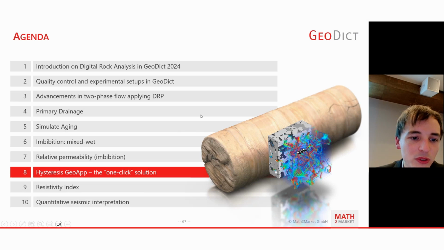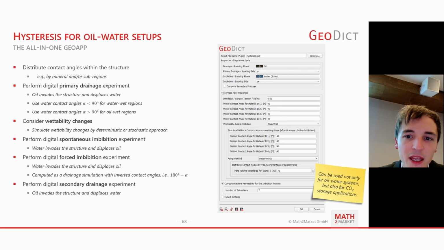In GeoDict, we have a hysteresis GeoApp, which we call a one-click solution. In that hysteresis GeoApp, you can execute the whole hysteresis cycle by only one click. What you simply do is set up the simulation parameters you are using for the drainage. So the fluid you would like to enter your structure during drainage, and also the fluid that should be displaced by the oil. You can choose the invading sides, from which side the fluids enter during drainage and imbibition.